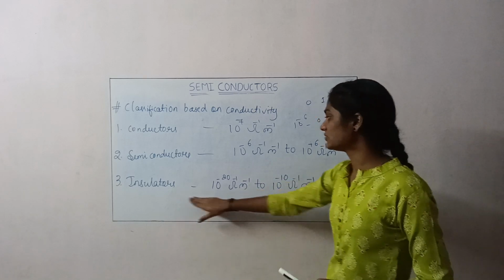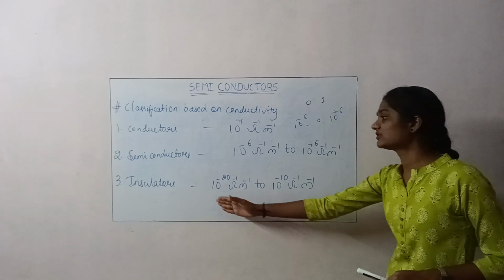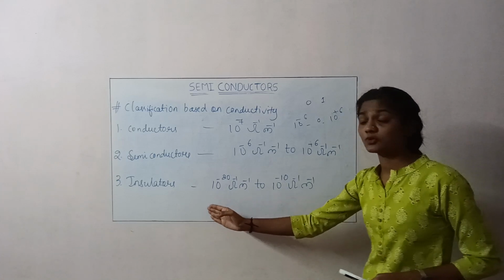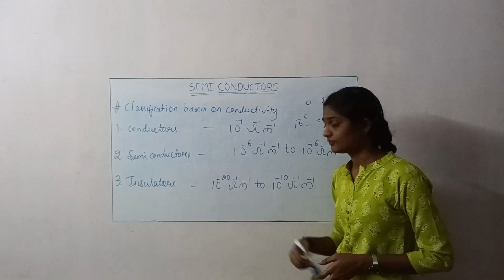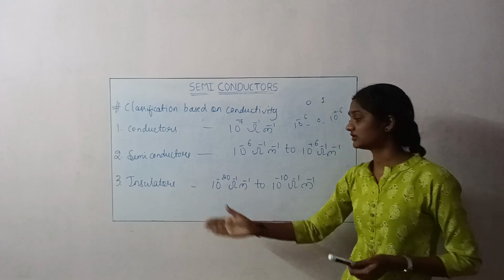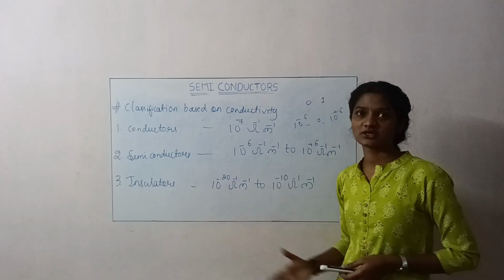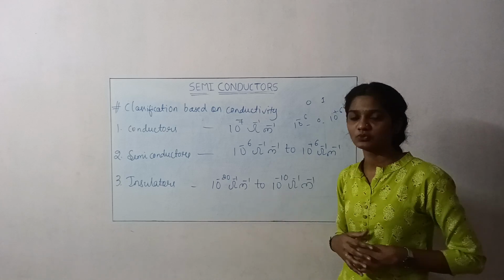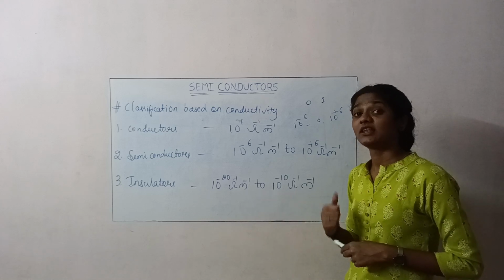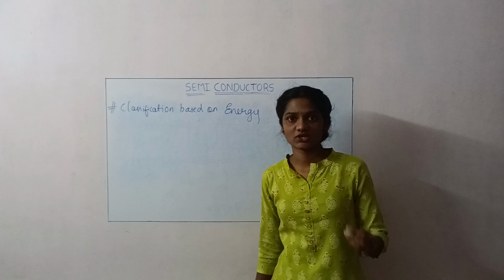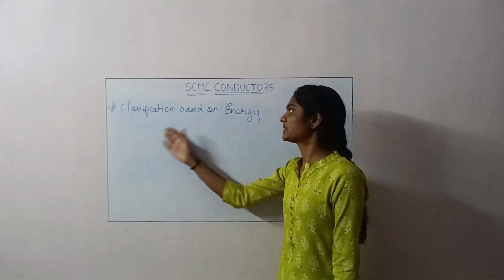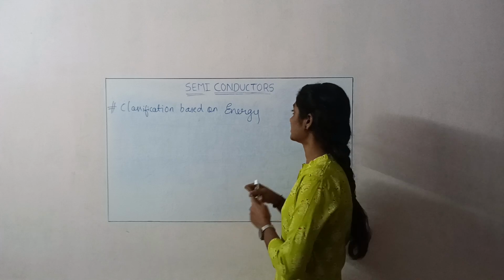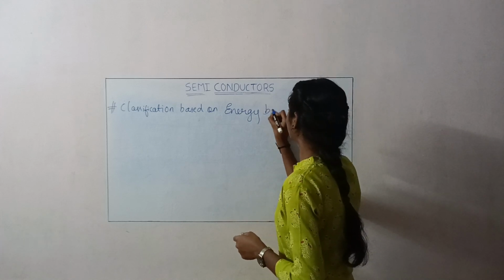Now coming to the insulators. Insulators have conductivity ranging from 10 raised to minus 20 to 10 raised to minus 10 per ohm per meter. See the numbers. So there is a huge resistance. So they do not conduct the electricity. We have seen the classification based on conductivity. Now classification based on energy band.